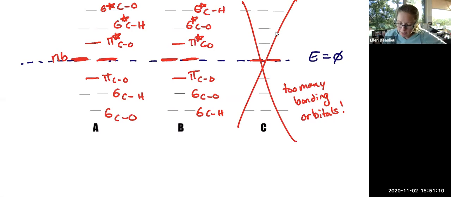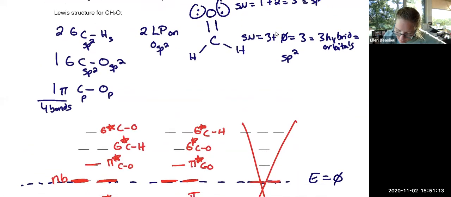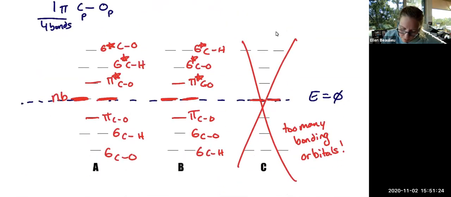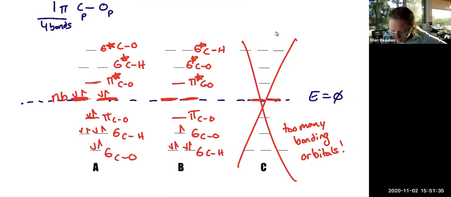This molecule has, 2, 4, 6, 8, 10, 12, sorry, 12 valence electrons in it. So if I were to put electrons in here, 1, 2, 3, 4, 5, 6, 7, 8, 9, 10, 11, 12. Both of those would be viable options for that molecule.